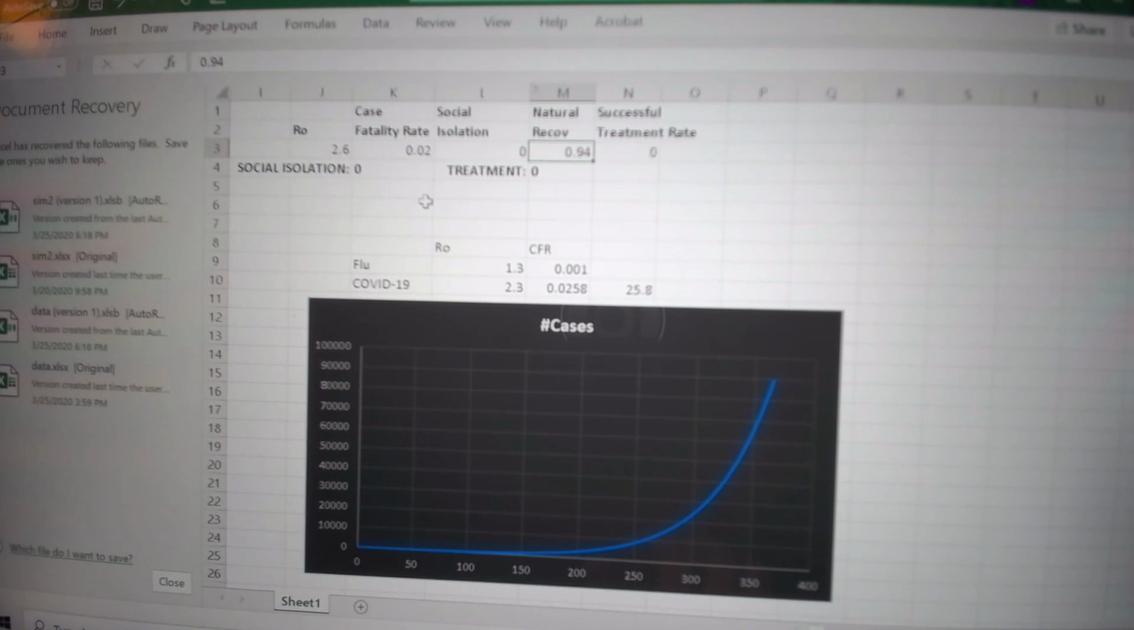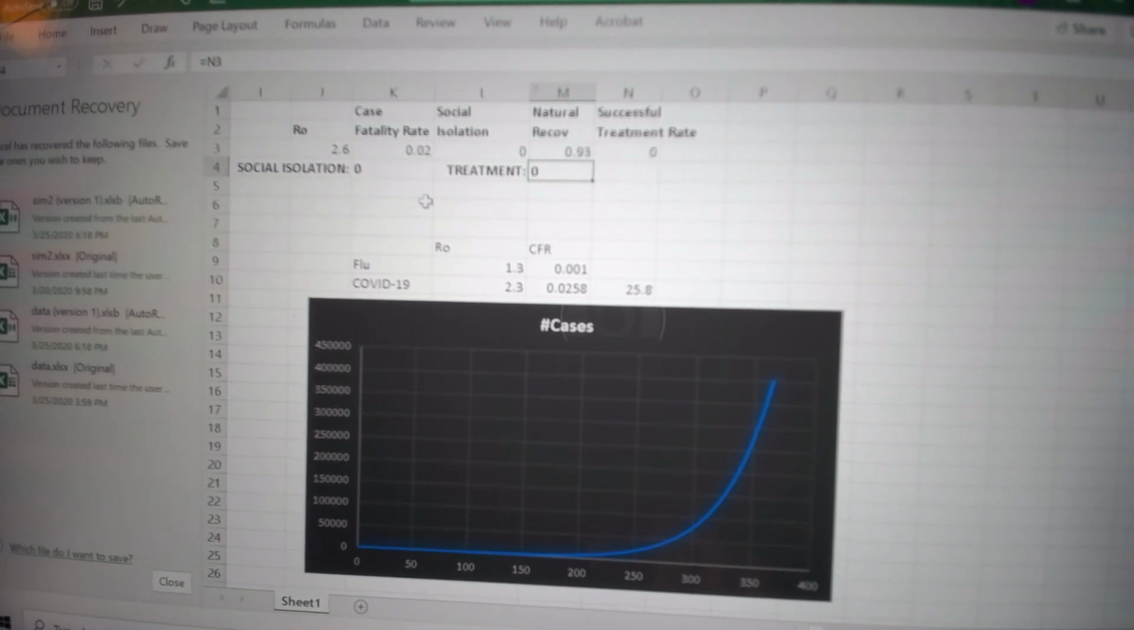It goes from 20,000 to 90,000. And that's because this is an exponential model, all right? So just 93%, now we're up to 400,000. That 1% of natural recovery is huge, okay? So the nature of these models, because we're modeling an exponential curve, they're going to be very, very different from day to day, depending on what we do.